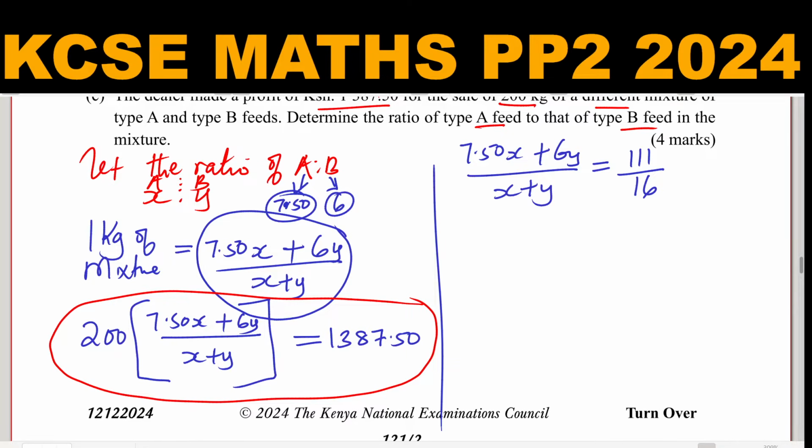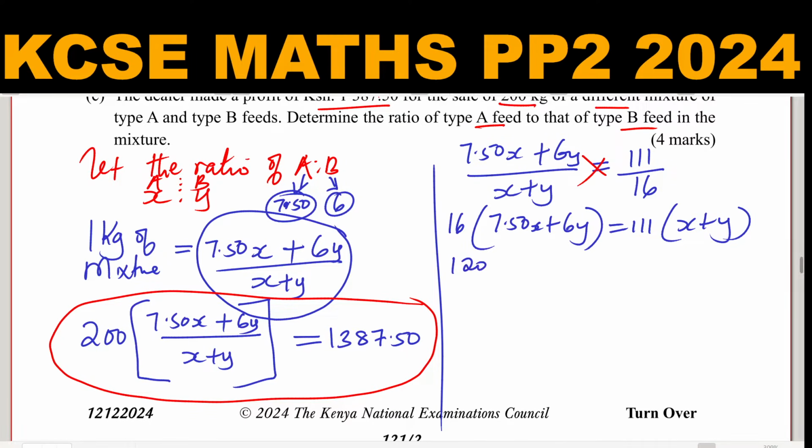From here you can cross multiply, so that we have 16 times (7.5x plus 6y) is equal to 111 times (x plus y). When I open the brackets here, I will get 120x plus 96y is equal to 111x plus 111y.